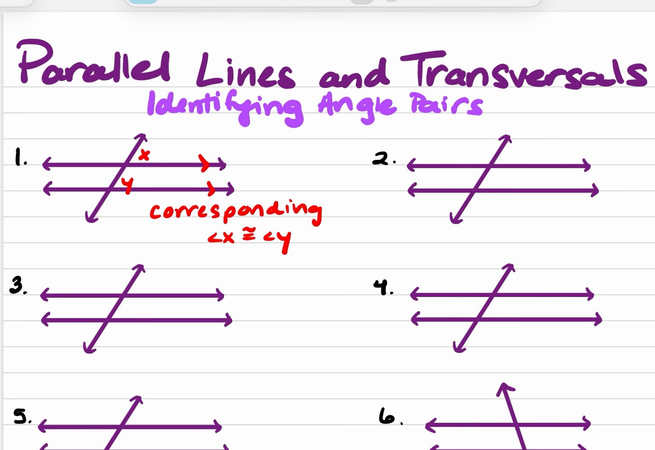Number 2, we've got parallel lines. We can assume they're parallel. The diagonal is the transversal. If I have x here and y here, these are called alternate interior.